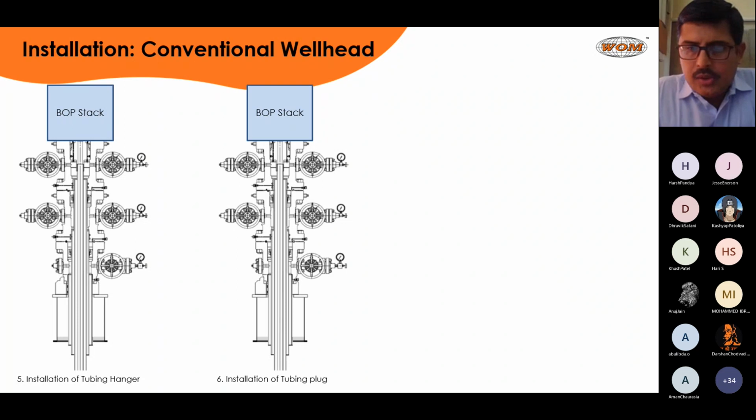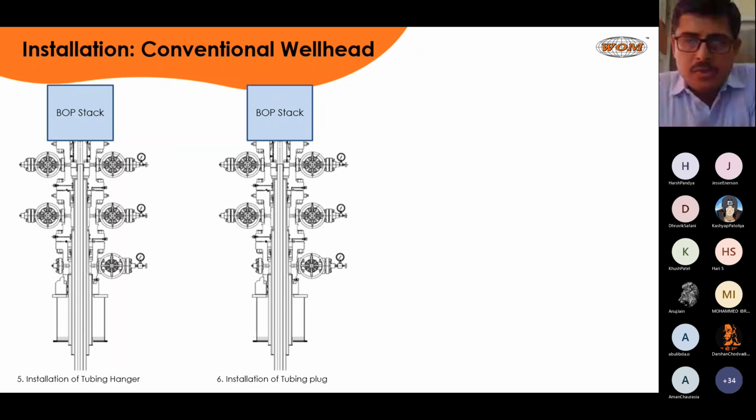Now I have to do the tubing plug. When I have to go for a completion, I need to remove the BOP stack. How will I remove it? I cannot keep the well open because everything is drilled, everything is suspended. My tubing is suspended. I cannot keep the tubing open and remove the BOP because there is a chance of a kick getting generated and the production fluid can come out. So it is a major safety concern.